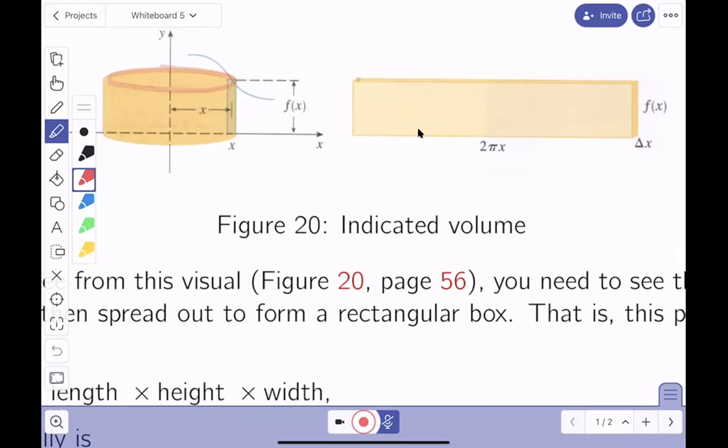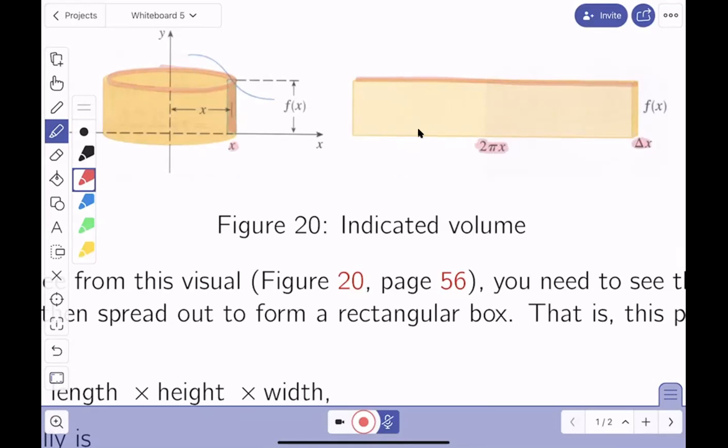If they do that, I'm still seeing that circumference part there. So what's that going to be? Well, it's going to be 2 pi times the radius. What's the radius in this case? x. So the circumference is 2 pi x. Fairly reasonable. What's the width of the object? It's going to be dx. And that's the width of it.